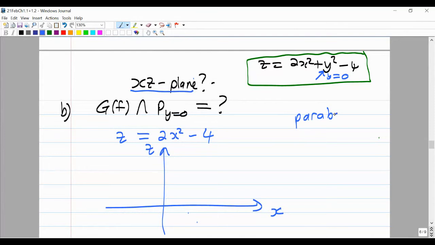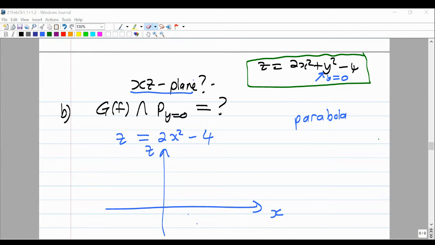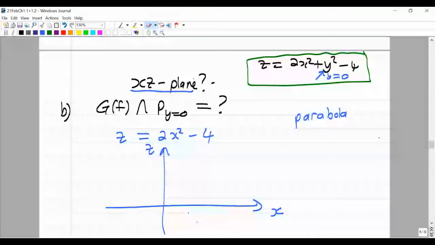Yes, it's a parabola. Can I get a smiley face that you guys see? I've labeled my axes, the x-axis and the z-axis. I've emphasized this last year, and now it's going to be even more important. This is now the x-axis and the z-axis, because we are sketching z equal to 2x squared minus 4 on the x-axis and the z-axis. It's a parabola. What features of the parabola do I indicate, ladies and gentlemen?